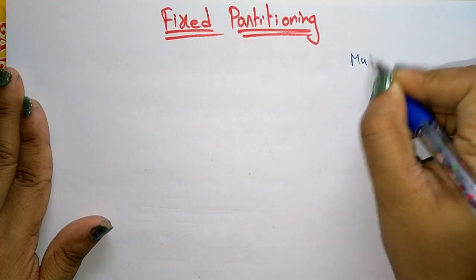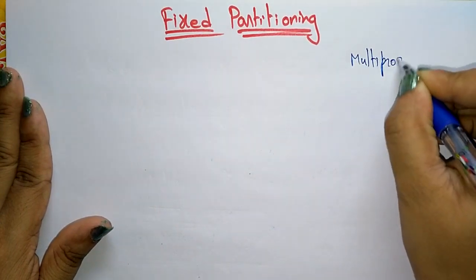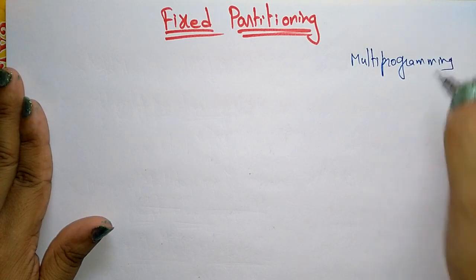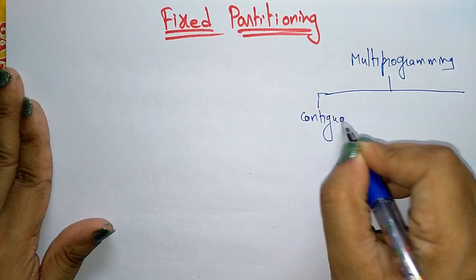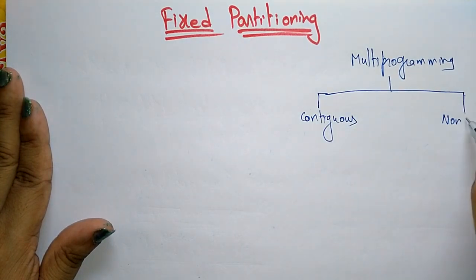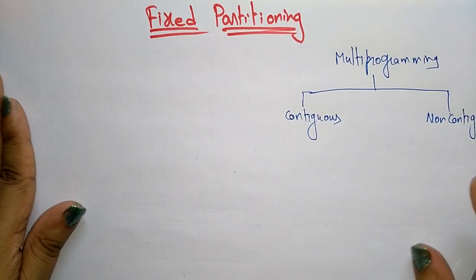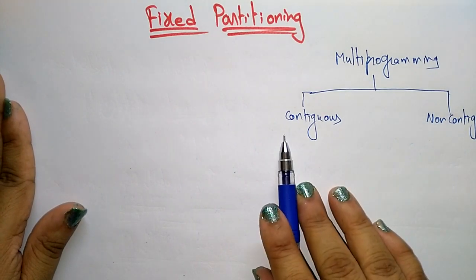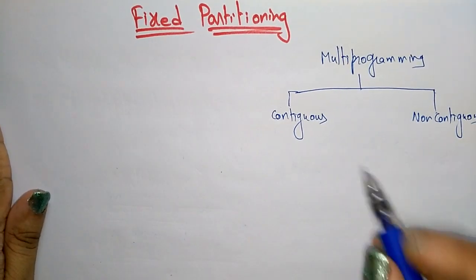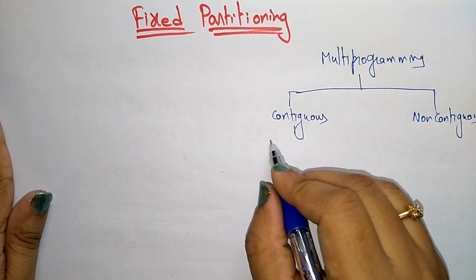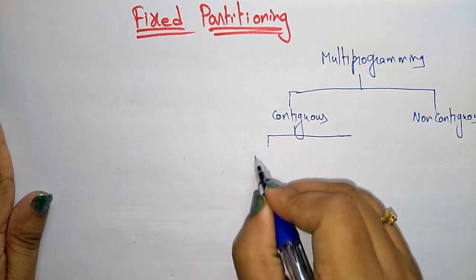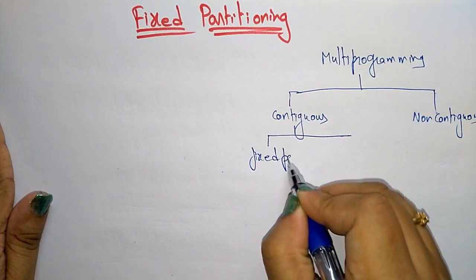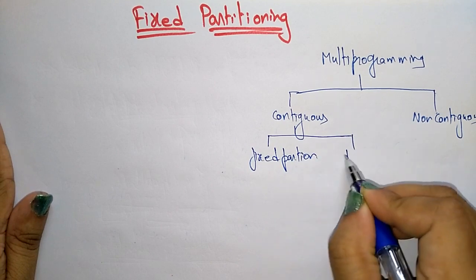The multiprogramming memory management is again divided into two types. It may be a contiguous memory location or a non-contiguous memory location. In the contiguous memory location, the memory can be allocated contiguously in the form of fixed partition or dynamic partition.